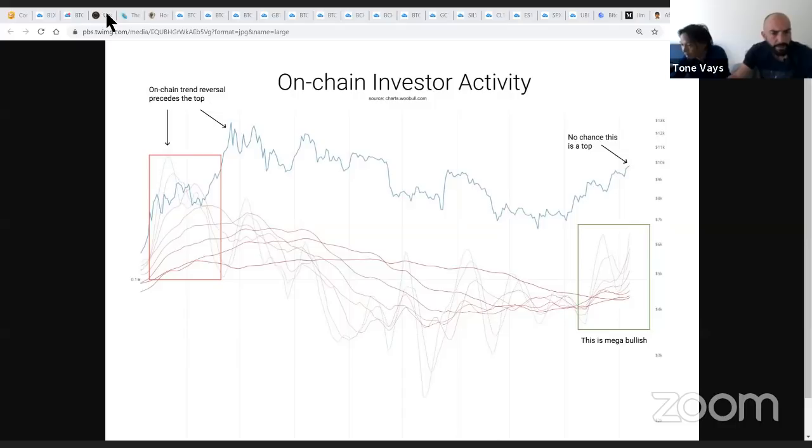By the way, this is an oscillator, so the short time frame lines you can use to do divergences with.